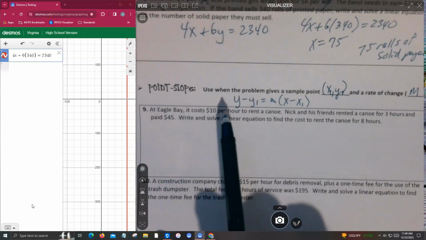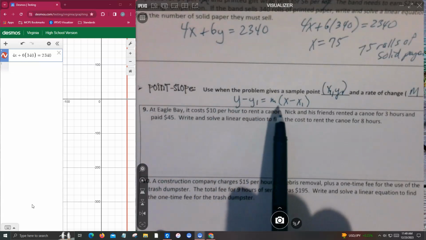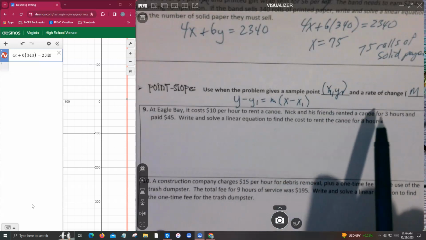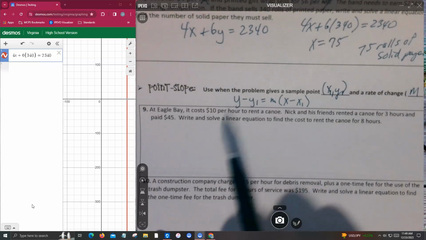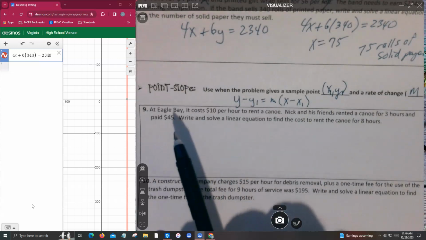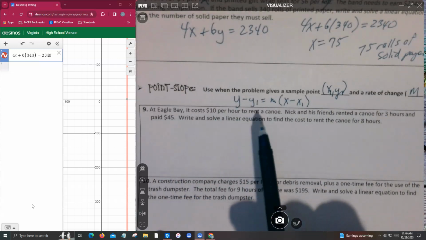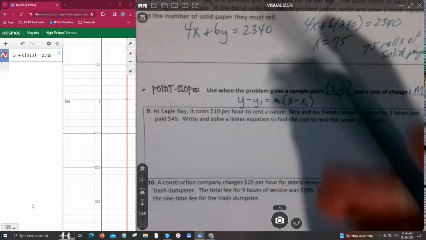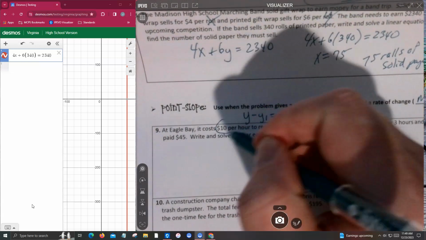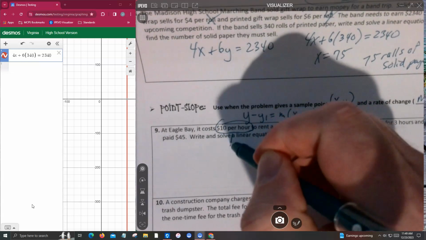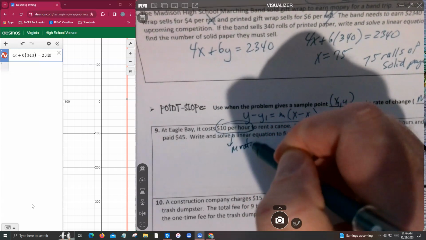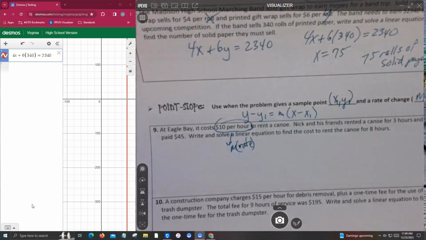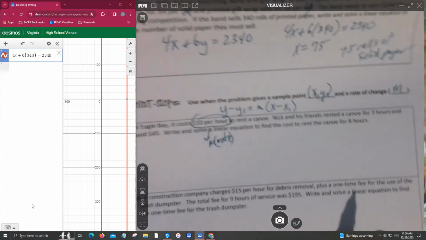At Eagle Bay, it costs $10 per hour to rent a canoe. Nick and his friends rented a canoe for 3 hours and paid $45. Write the equation. All right, so it costs $10 per hour to rent a canoe. So again, the per hour, that's your m, because that's your rate. You're paying $10 per hour.